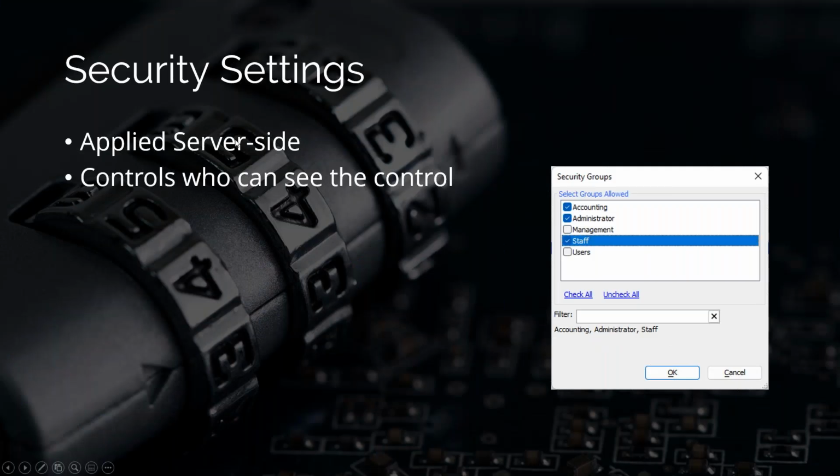Another thing that's applied server side, unless you explicitly make it a client side option as well, is security settings, which can be used to control who can see some controls. So if you've got the security framework running and you've got controls that display information that you don't want certain people to see, or you only want certain people to see, you can use security settings to just strip out the control completely. It's not even sent to the client if they don't have permissions to view it.